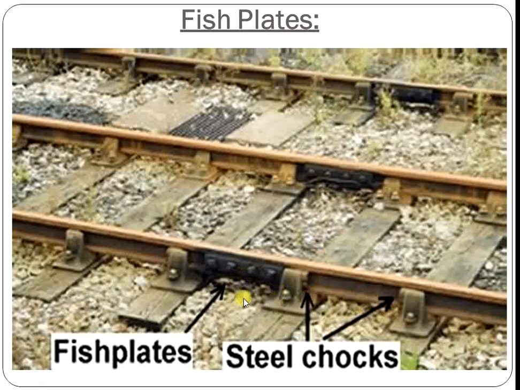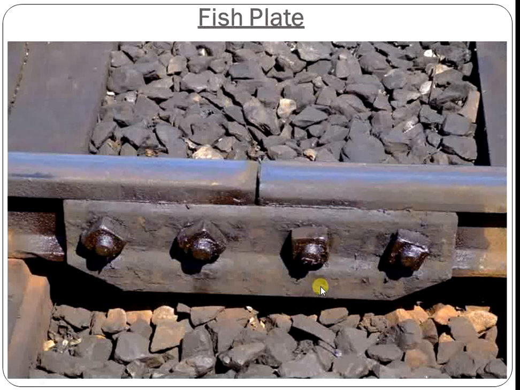And this is the actual image of the fish plate, or the image of the site. Here it is seen that the two tracks are connected with the help of fish plates. And these fish plates are fixed with the help of bolting. There's a zoomed image of the fish plate. Here it is seen that the connection of the two different rails is made with the help of the fish plate.